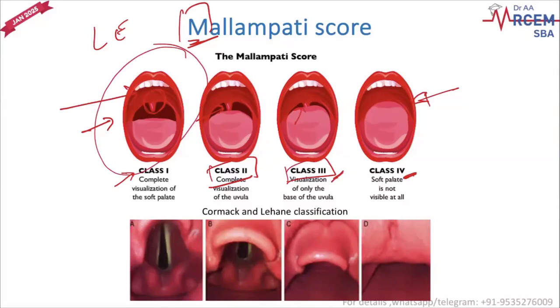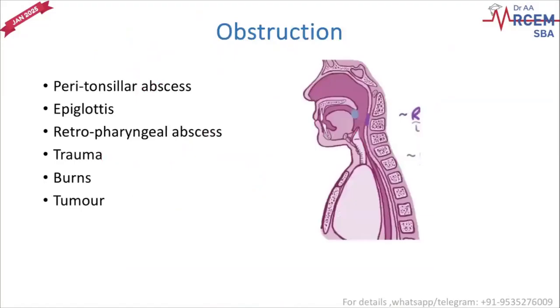This correlates very well with the Cormack-Lehane classification. So class 1 goes with grade 1 of the Cormack-Lehane classification. Same with class 4 here, where you are not visualizing the epiglottis or the vocal cords or the arytenoids at all. So similarly, this class will very closely correlate with the Cormack-Lehane classification.